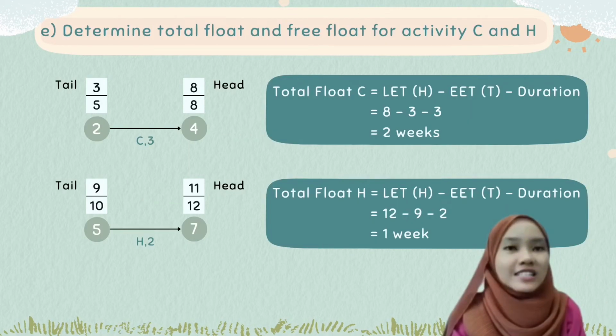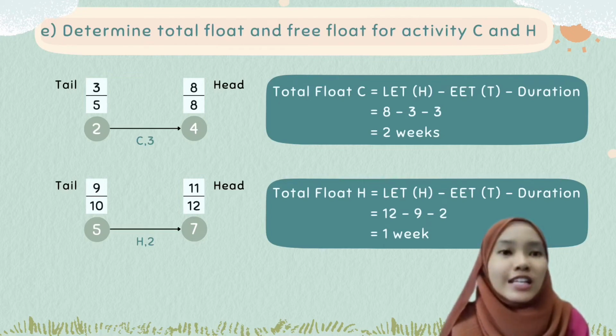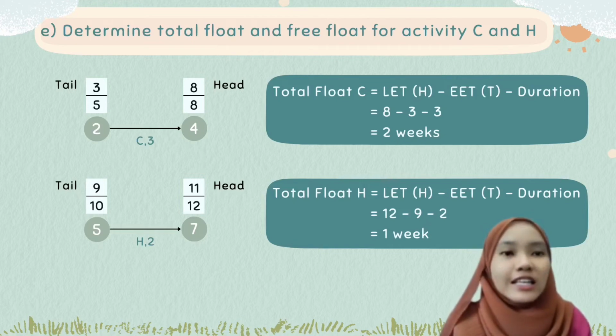Question E. Determine the total floats and free floats for activity C and H. What is float? A float is the total amount of spare time for each activity in the network. So, firstly, we calculate the total float for activity C. You need to take all the information from the diagram at activity C, and you need to know the formula of total float, which is LET in the head node minus EET in the tail node minus duration of the activity. In the tail node, EET is 3 and LET is 5. In the head node, we get 8 for both EET and LET.